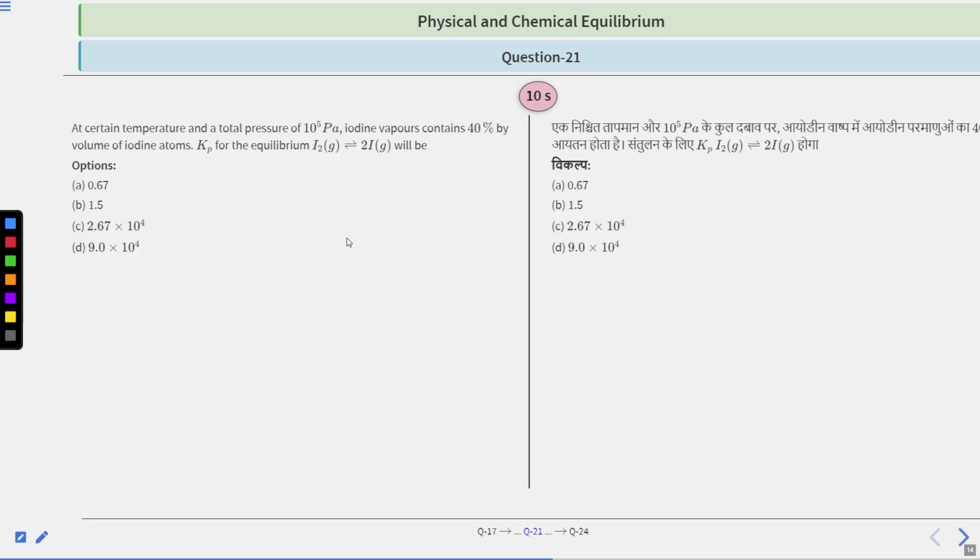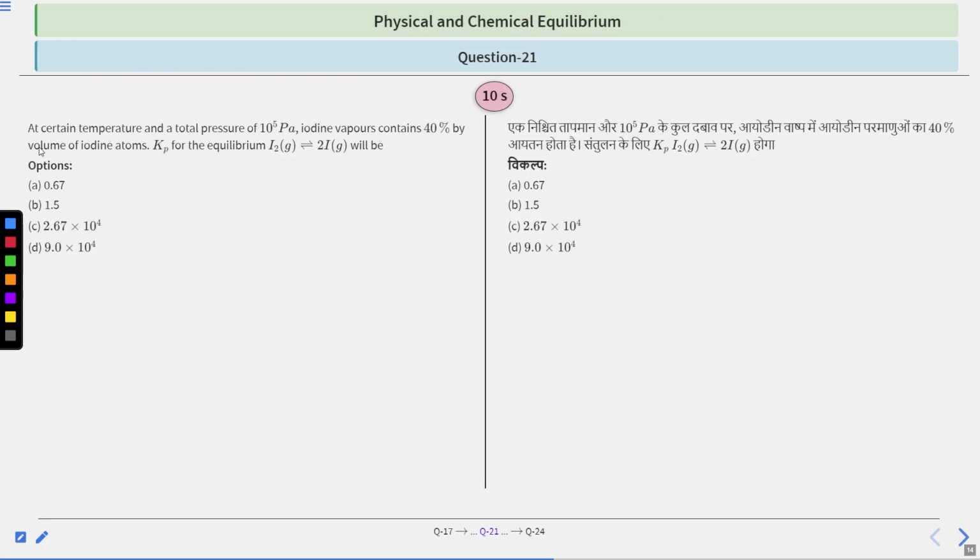Okay, move on to question number 21. At a certain temperature and a total pressure of 10 to the power 5 Pascal, iodine vapors contain 40% by volume of iodine atoms. Kp for the equilibrium I2 ⇌ 2I will be. So we are given that the total pressure is 10 to the power 5 Pascal, at which the iodine vapors contain 40% by volume of iodine atoms.